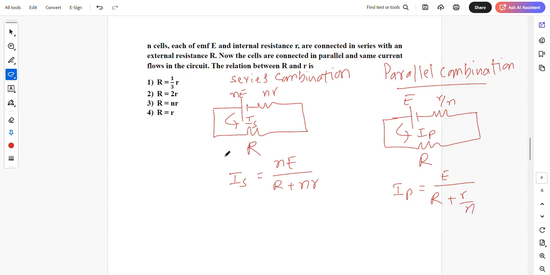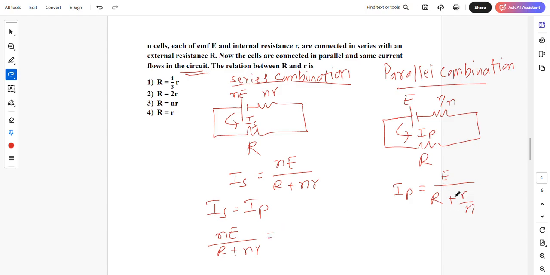Now he is saying that this is the current in parallel, and the same current flows in the circuit. This is the series combination. Current Is is equal to nE divided by r plus nr. In the parallel combination, IP is equal to E divided by r plus r by n. Now he is saying both are the same, so I can equate Is is equal to IP, that is, nE divided by r plus nr.